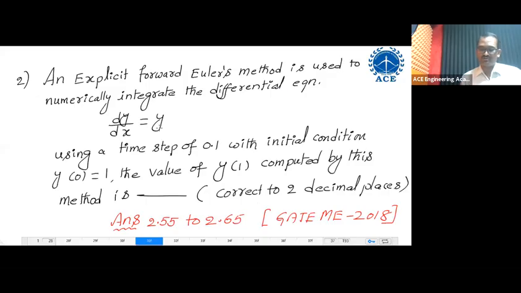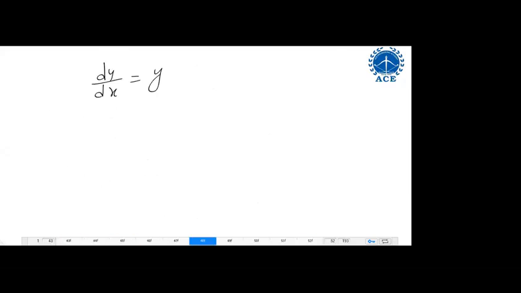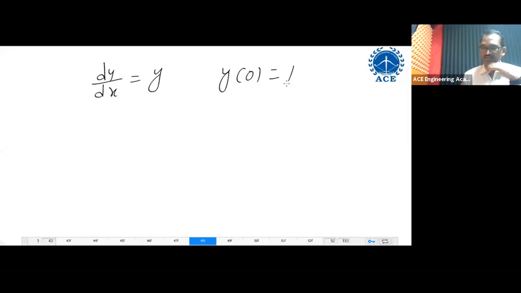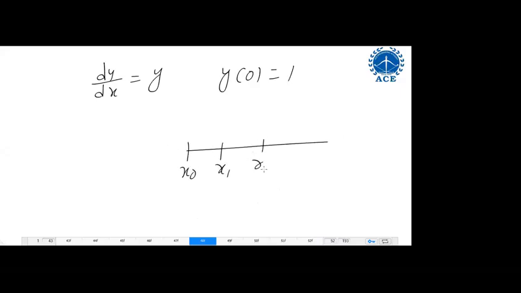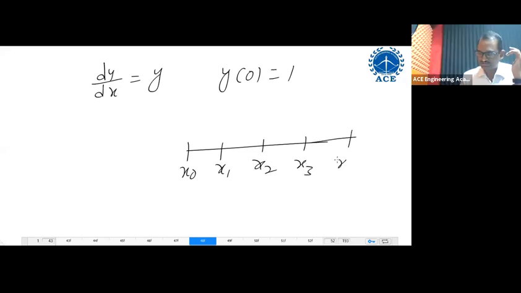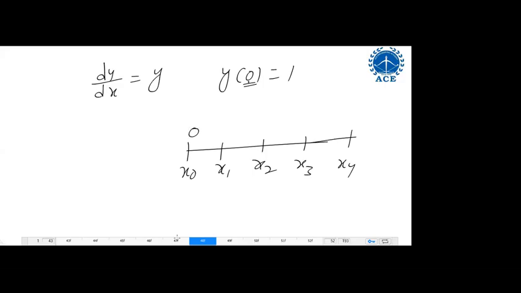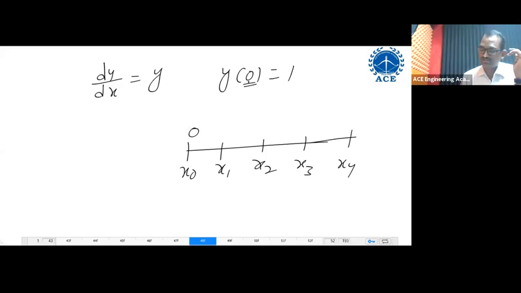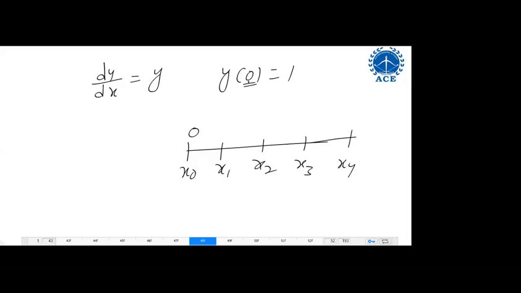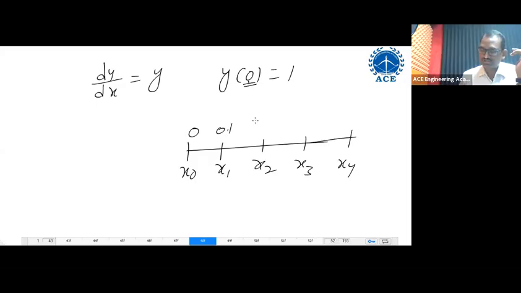dy by dx is equal to y. And what is the initial condition? y of 0 is equal to 1. And you are asked, see, this is x0, x1, x2, x3, and so on. You have to split like this. What is x0 value? Tell me. 0, and y0 is 1. Step size how much? 0.1. If step size 0.1, 0.2, 0.3, 0.4, you are asked to find y of 1, no?